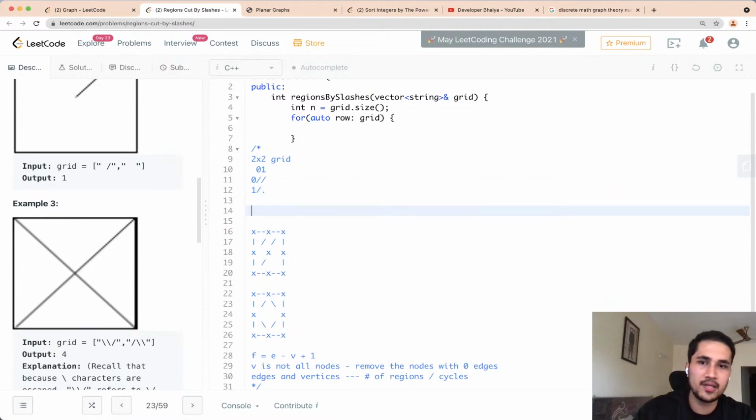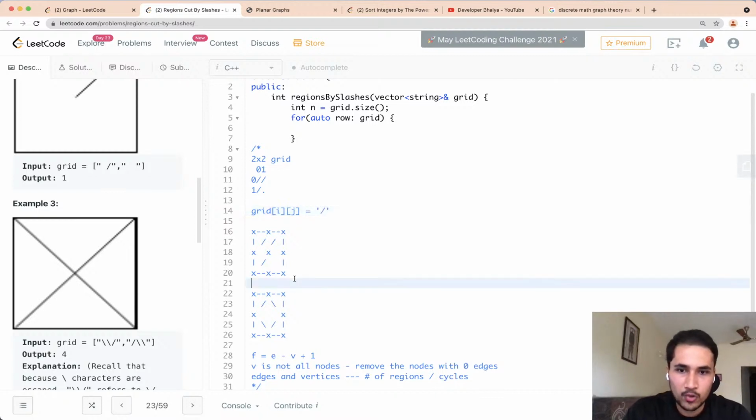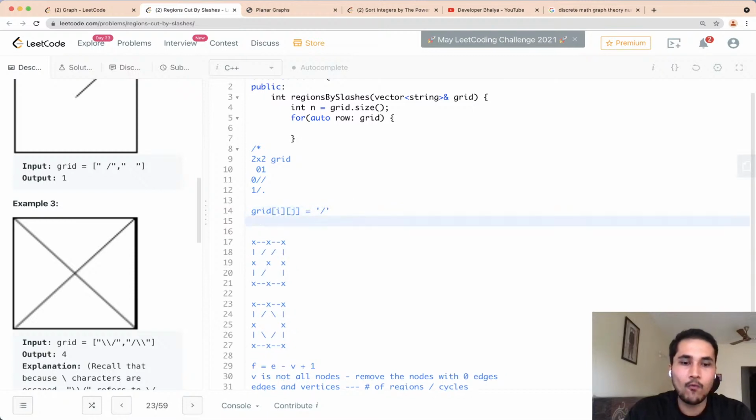That should be an easy math. So basically what I'm saying is, if grid of ij is this, how do you process that? We have to do numbering to these nodes. And when your grid ij is forward slash, what are the nodes, right? An edge is a connection between u and v. So I'm trying to assign the values to u and v as a function of i and j. That's what I'm trying to do. All right, so let's see.